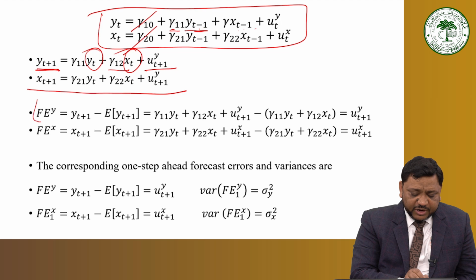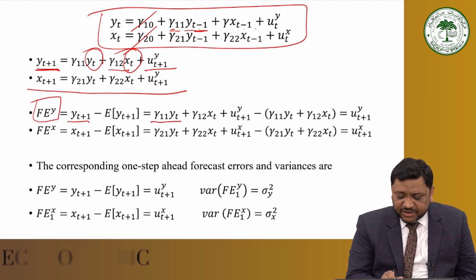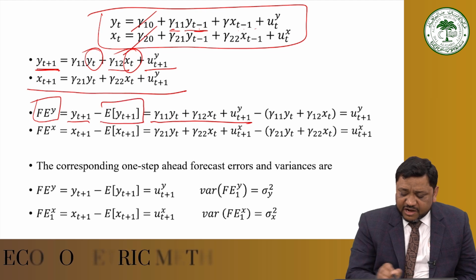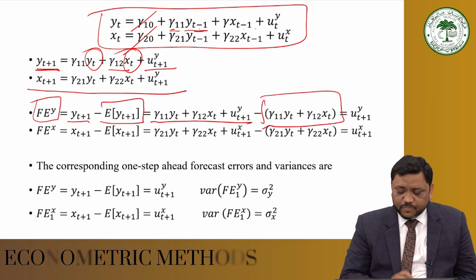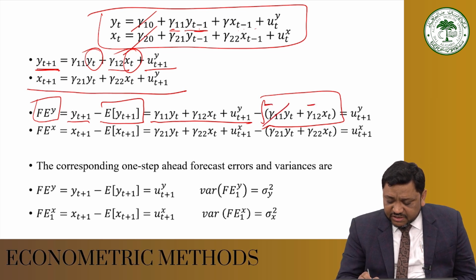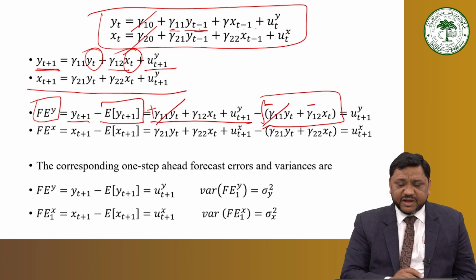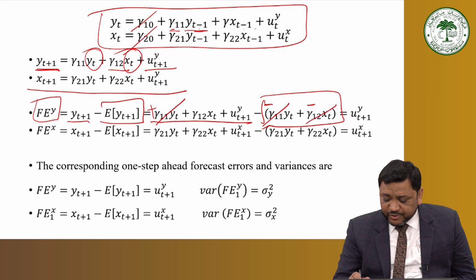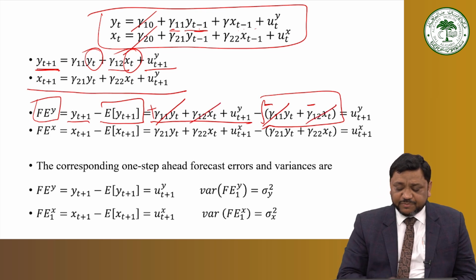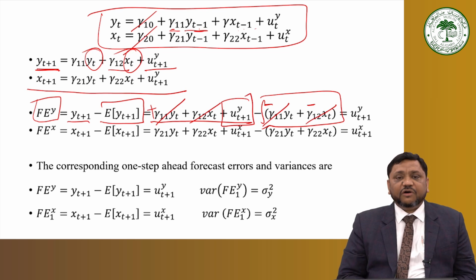Then we calculated the forecast error. When we calculate the forecast error, this is my yt plus 1 and the expected value is this much. This is in the minus sign. Gamma 1 1 yt is in plus and the other is in minus, so it cancelled. Gamma 1 2 xt with minus sign and gamma 1 2 xt with plus sign also cancelled, so you are left with error of y at t plus 1.